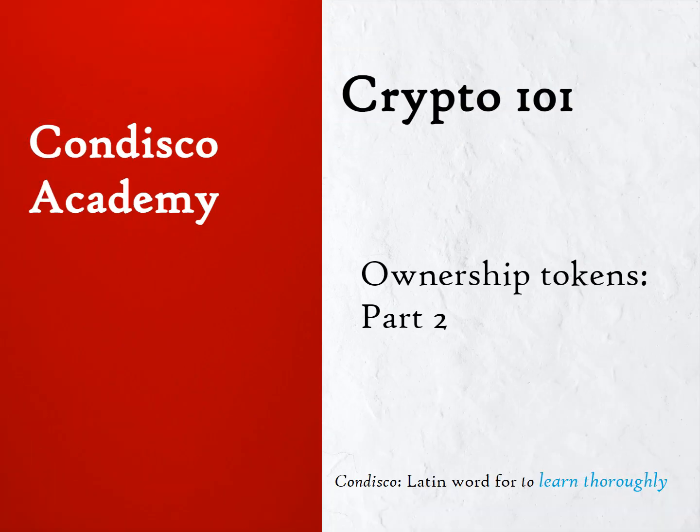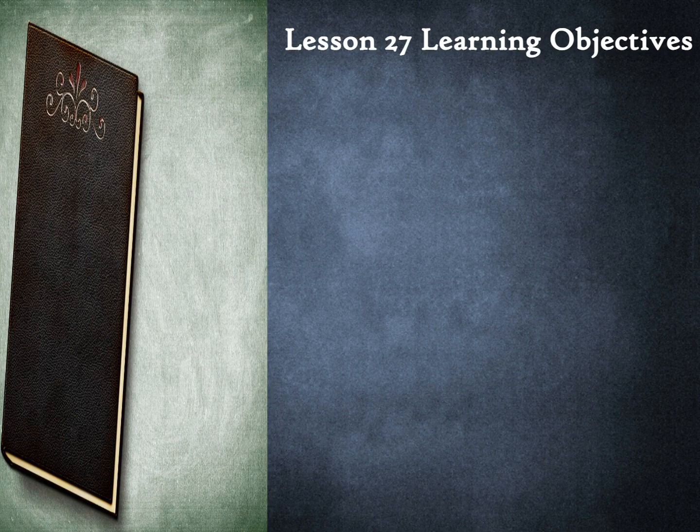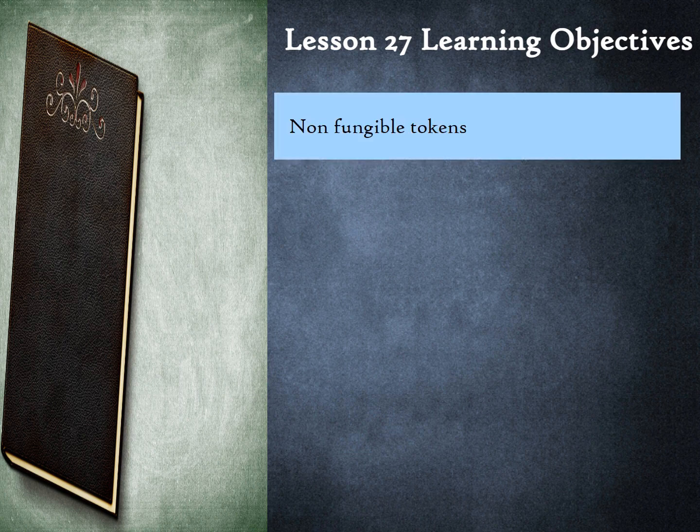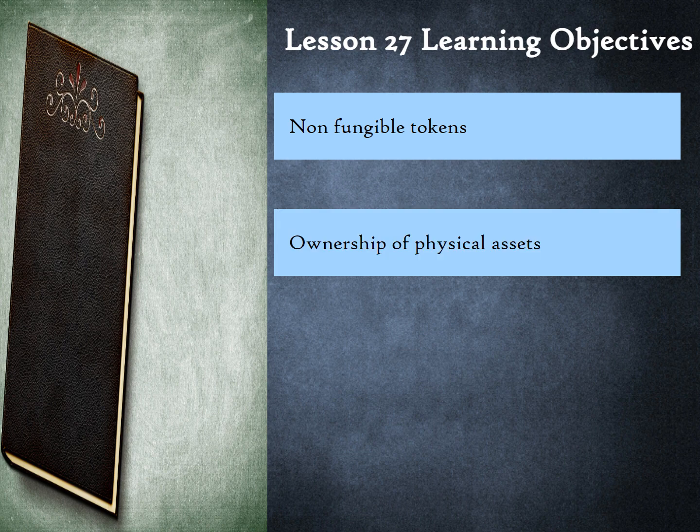Welcome to Crypto 101, a first principles jargon-free course on blockchain and its impact on financial services. In the previous lesson, we began learning about ownership tokens. In this lesson, we will learn about owning digital assets via non-fungible tokens. Then, we will discuss ownership of physical assets.